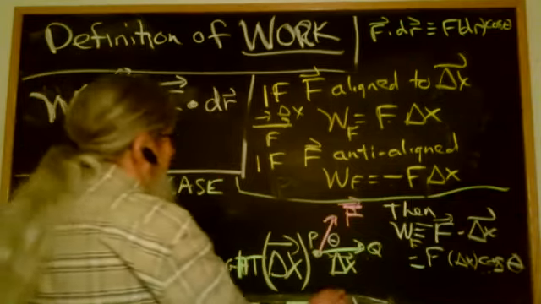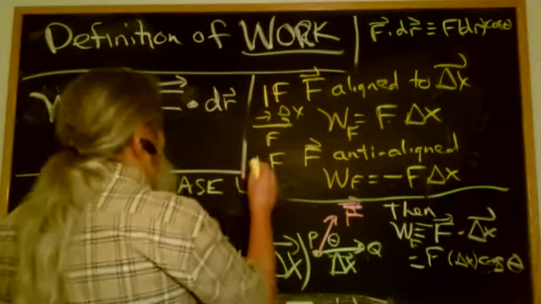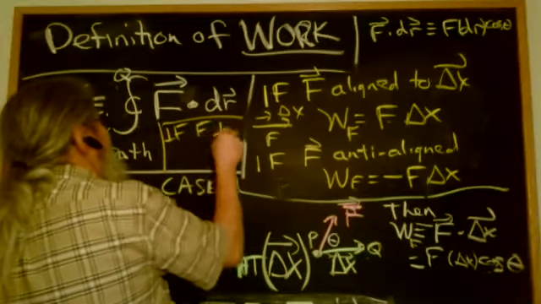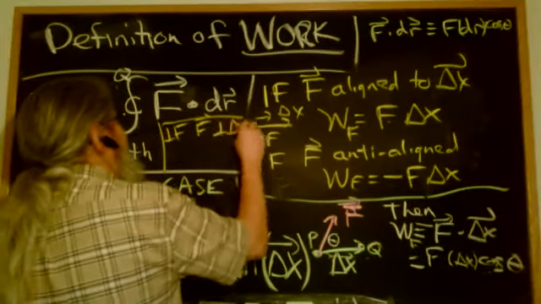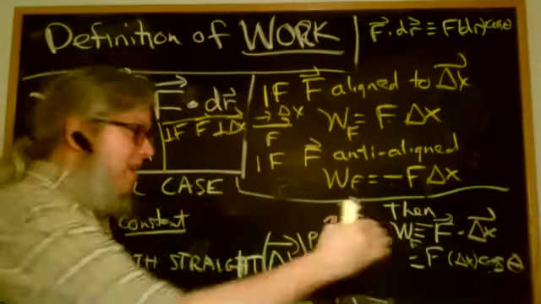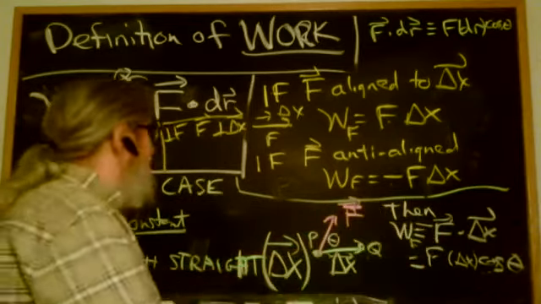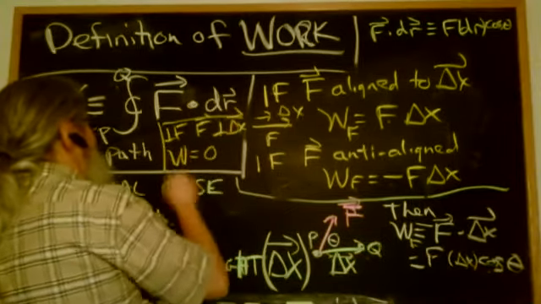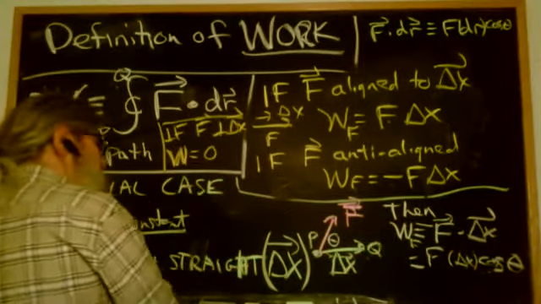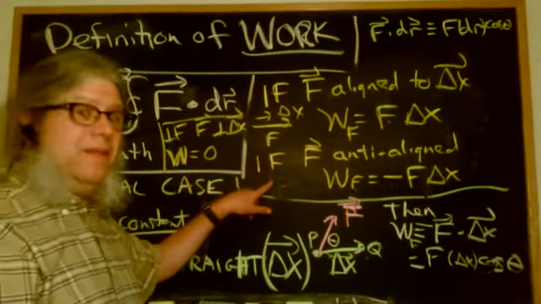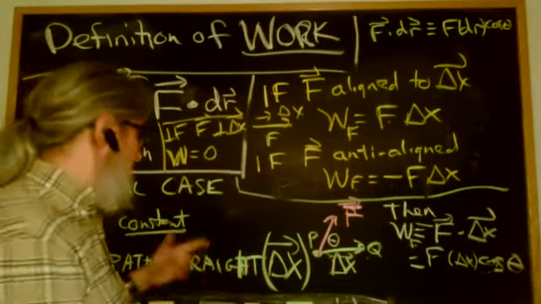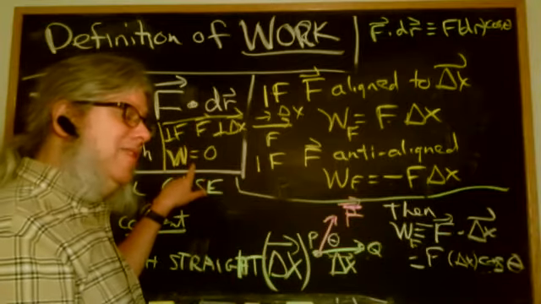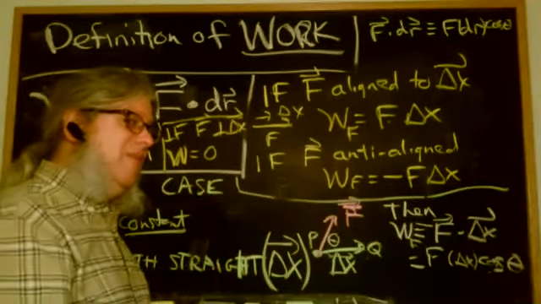And finally, if the force is perpendicular to the displacement, delta x, in other words, the body is moving, but I'm pushing on it sideways, then the cosine of 90 degrees is 0. So the work done is equal to 0. No matter what, if the force is perpendicular to the displacement, and it turns out this is true whether the path is straight or not, because it's true at any infinitesimal point, then the work done by that force is 0.